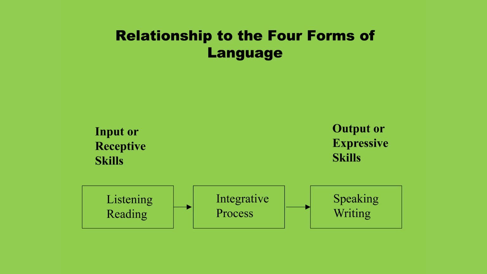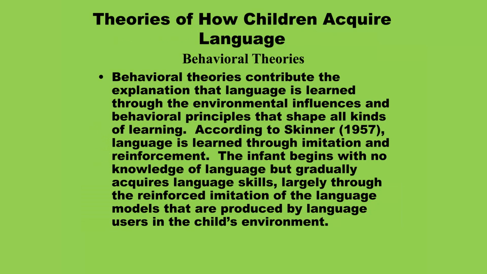There are input skills and output skills, and you can see how this all goes along. We have listening and reading, those kind of go together. There's an integrative process that helps with the speaking and the writing, okay? And in this theory of learning language, you have to be able to listen to it and hear it, interpret it or integrate it, and then you're going to speak, right? So the idea that receptive skills come first in this process, okay?